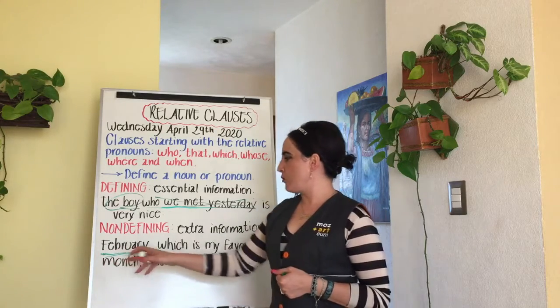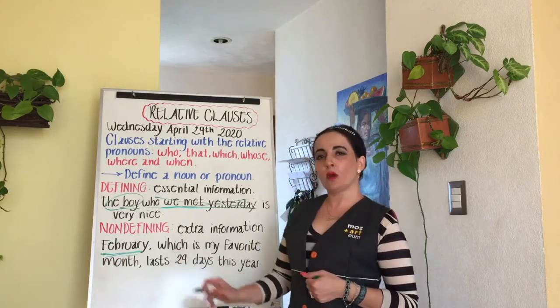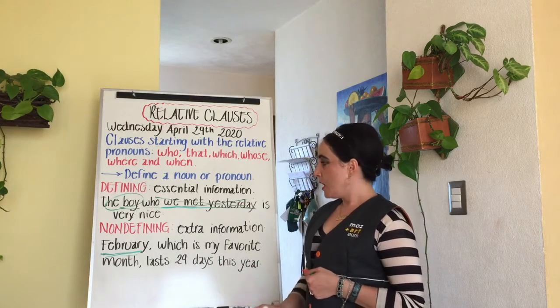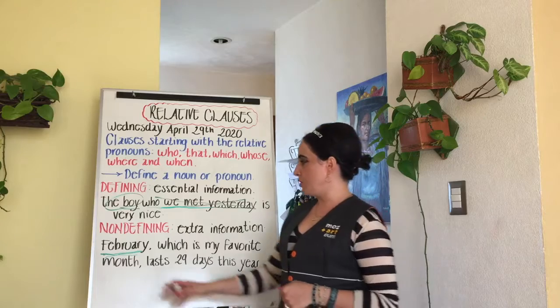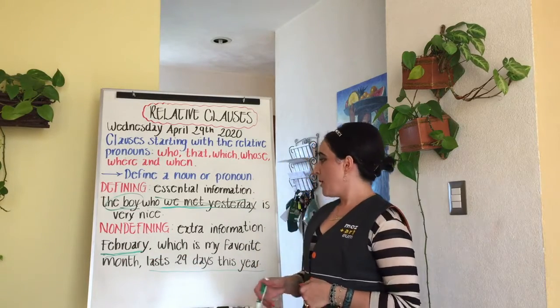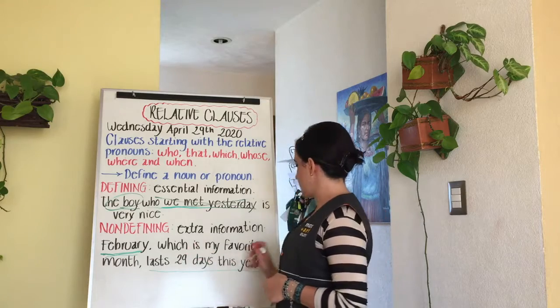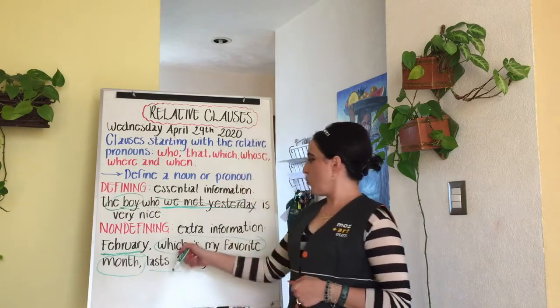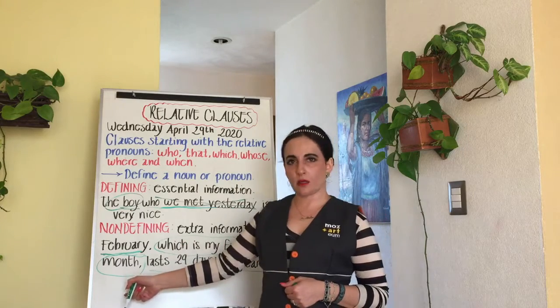And I'm saying, "February, which is my favorite month, lasts 29 days this year." What is the most important information? That February lasts 29 days. But the relative clause is this one: which is my favorite month.